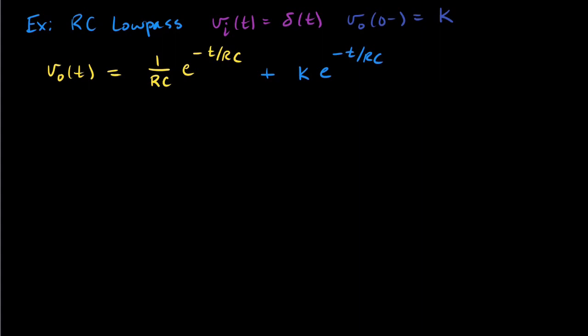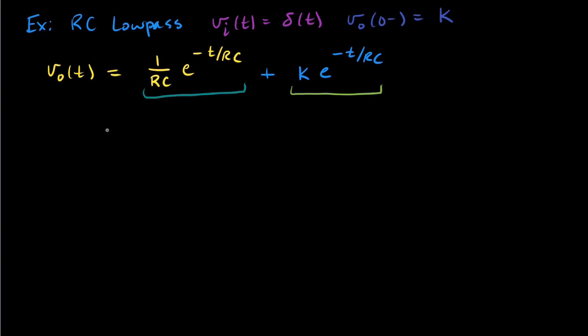Okay, so following the analysis that we've already done, first of all, the response due to the delta is going to be the same kind of thing that we had before. It's just 1 over RC times e to the minus t over RC. And then the response due to the initial condition is going to look the same. It's just going to have a different scale factor. So we're going to see this k e to the minus t over RC.